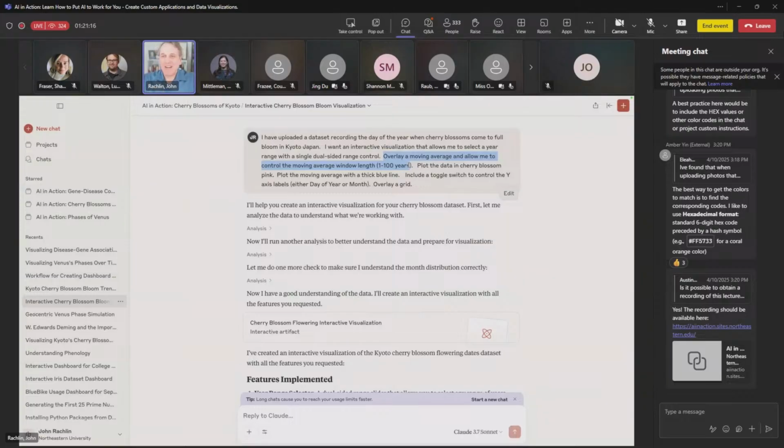If I make the window very large, that's going to smooth the data even more and allow me to identify very broad trends. If I have a small window size for my moving average, that's going to adhere more to the fluctuations of the data in the short term. And I even told it, please plot the data in cherry blossom pink and put the moving average with a thick blue line, and maybe include a toggle switch to control the y-axis labels. Okay, so I'm being very specific about what I want. This is one approach. Another approach, which I'll show you in the next example, we're just going to let it do its thing and let it be creative and see what it comes up with.